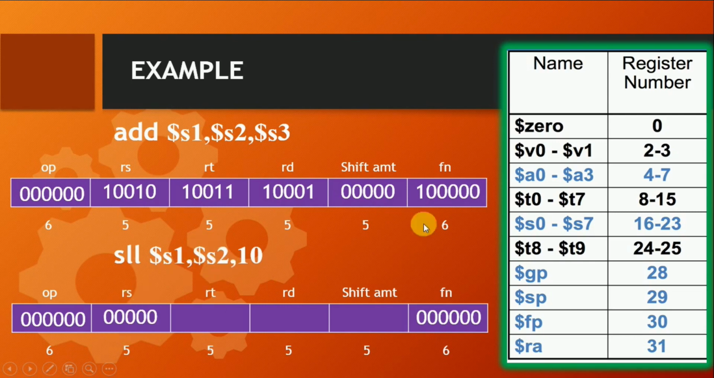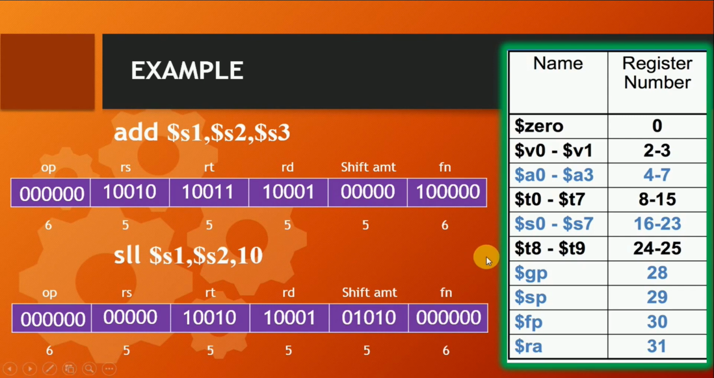Since I don't have any RS register, I can fill 0 here. Now my RT is S2. So S2 is 18 in number, so I can fill 18. So 16 plus 2, 18. My destination register is S1. It has the value 17, so I have to fill 17 here. I have the shift amount of 10. So I have to represent this 10 in binary using 5 digits. So this is my R-type representation.